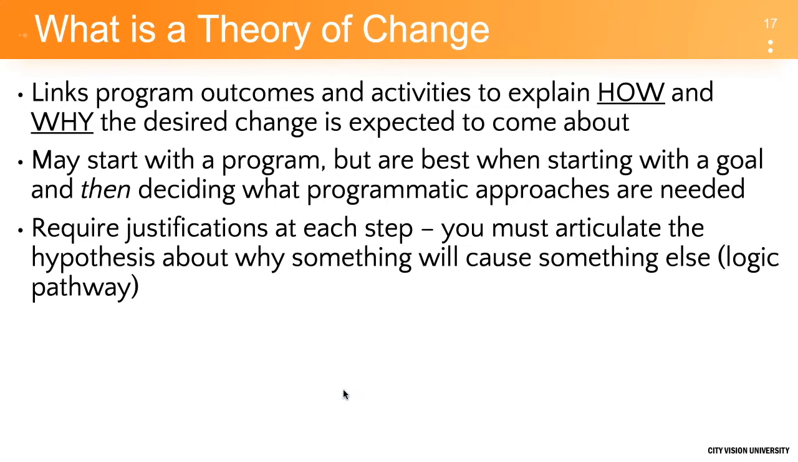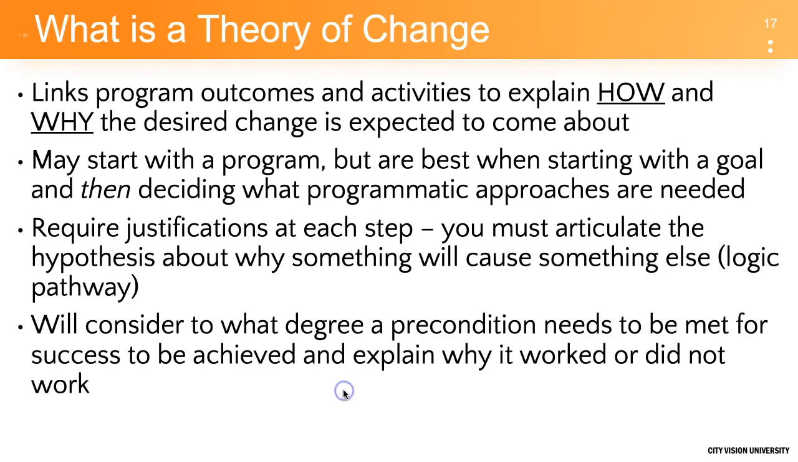Now, a theory of change is going to require a justification at each step. In other words, you have to be able to make solid connections from the very beginning to the very end of why you believe things are going to work out the way you think they're going to work out. And we call this the logic or the outcomes pathway. One of the most important pieces of this process is to make sure you don't have any gaps in that logic. As we go further through the course, we'll unpack more about the logic pathway and identifying the gaps.